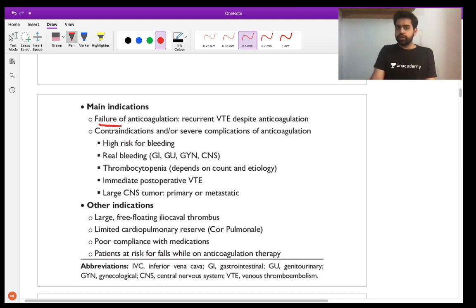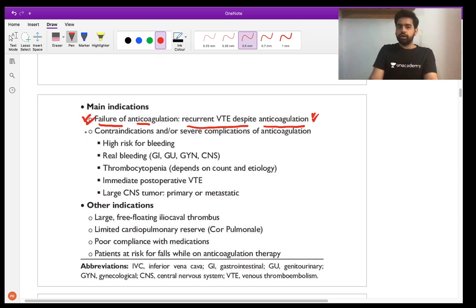If there is a failure of anticoagulation, with recurrent venous thromboembolism despite anticoagulation therapy, this is one of the very important indications. You have given the patient anticoagulant therapy, you have sent the patient home on warfarin, but still the patient is coming to you with a venous thromboembolism. This is the primary and main indication of putting up an IVC filter.